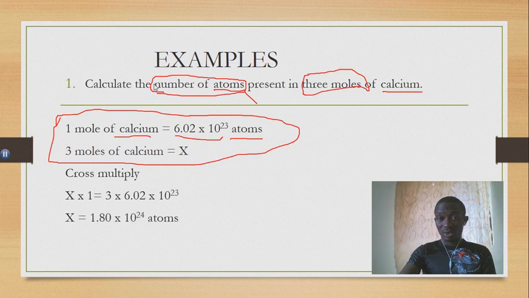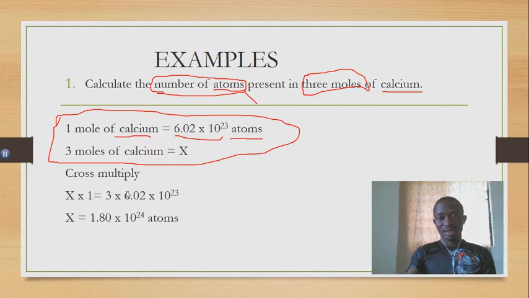That's because I'm actually looking for the number of atoms. So by the time I have this, I have a very nice equation that I can cross multiply. And mind you, before you cross multiply, the unit on the right hand side must be equal, and the unit on the left hand side as well must be equal. So that's why I arrive at that.